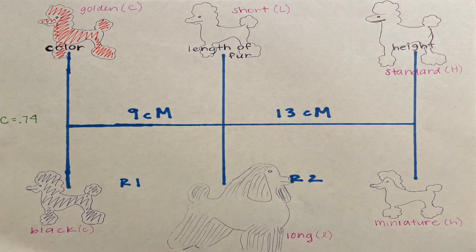As you likely notice, there are distances between the sectors, R1 being 9 centimorgans and R2 being 13 centimorgans. These distances resemble the likelihood of a potential crossover to occur. So, as you may assume, the larger distance means that there is more of a crossover possibility in R2 than there is in R1. The coefficient of coincidence is 0.74.